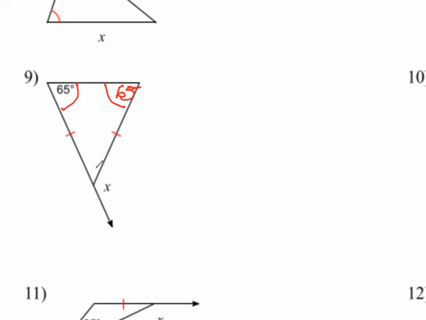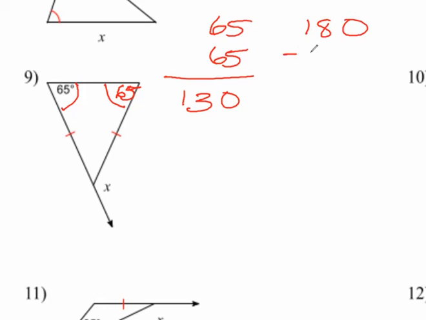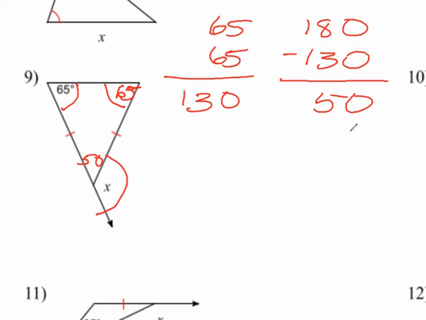So if I add 65 and 65, I'm going to get 130. And if I take 180 minus 130, that's going to give me 50. So this angle right here is 50. This angle over here is 180 minus 50, which is 130.